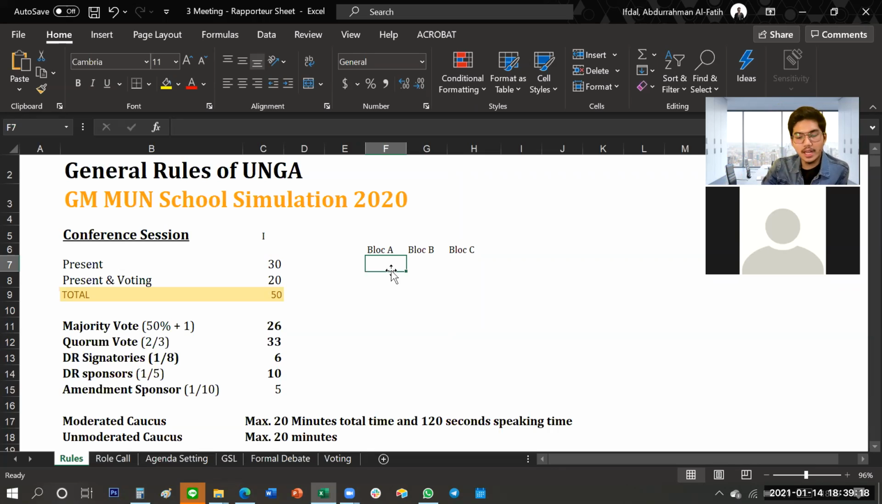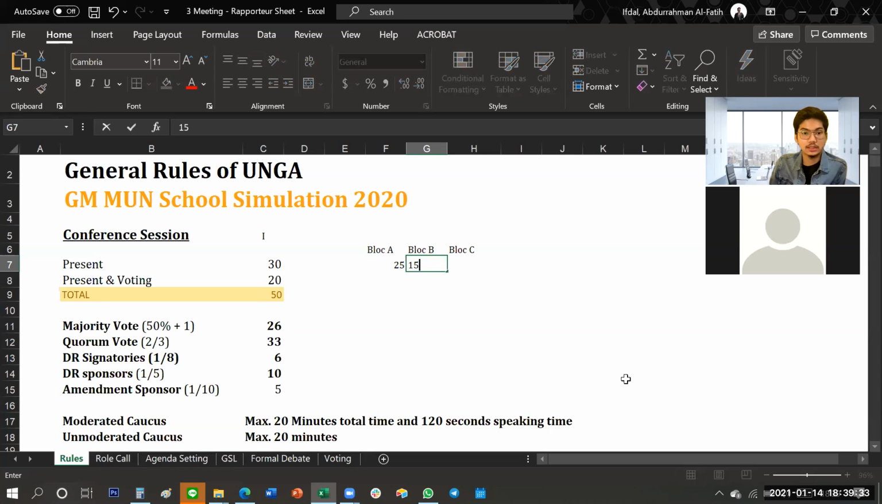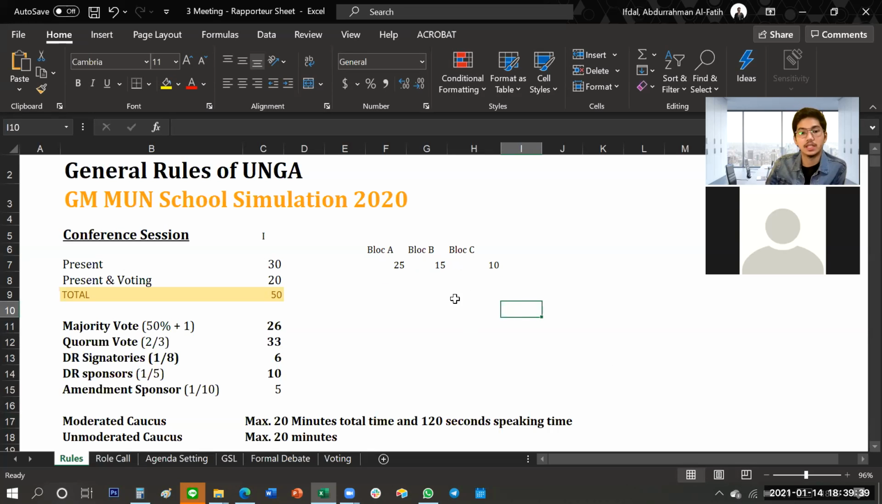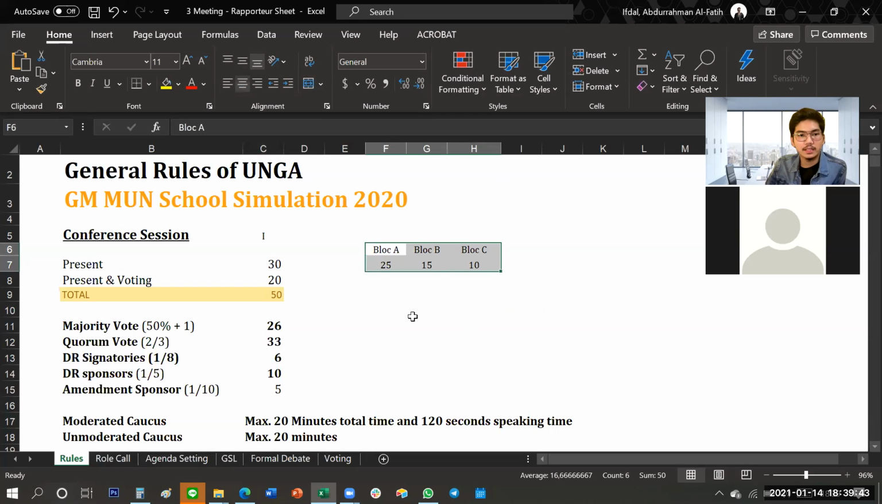So there will be block A, block B, and block C. For example, block A manages to reach 25 delegates. Block B manages to reach 15 delegates, while block C can only reach 10 delegates. So in total, there will be 50 delegates. If you see here, the majority vote will be 26.